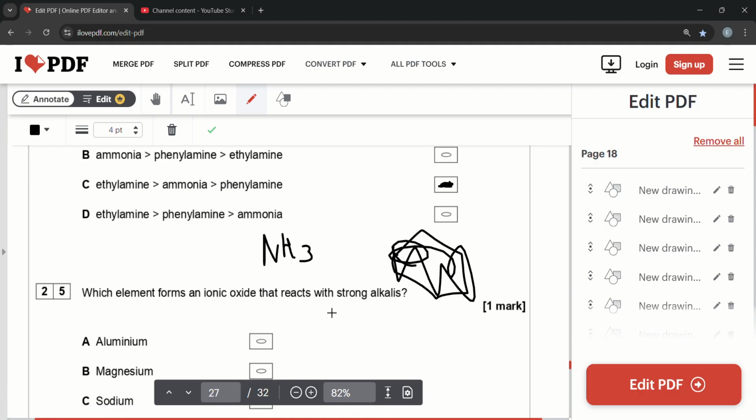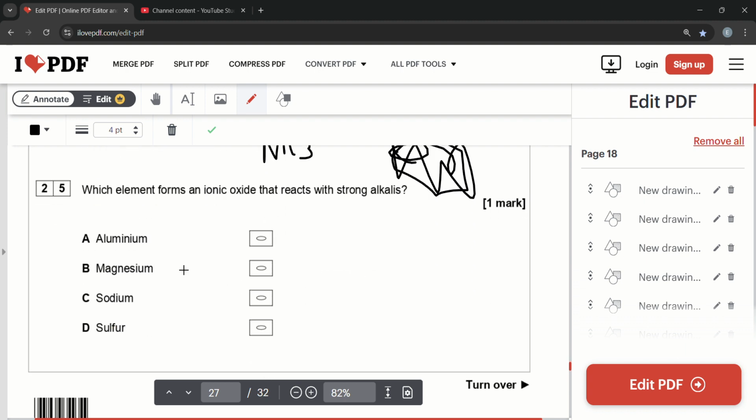25. Which element forms an ionic oxide that reacts with strong alkalis? It is aluminium.